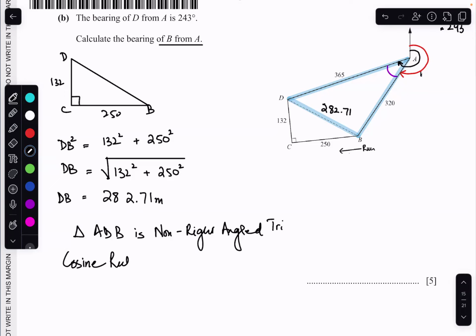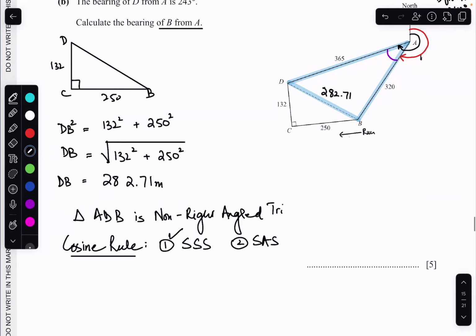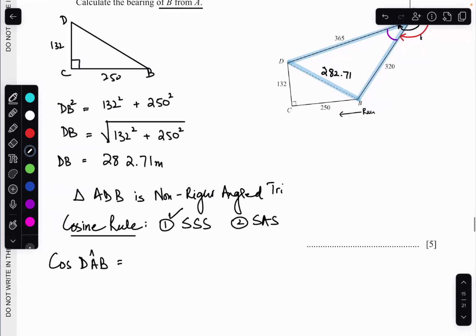Cosine, sir, because we have all three sides given. The second condition is side angle side. So this is fulfilling. We have all three sides now, and I can find the missing angle. So what you can do is cos of DAB, the angle I marked, is equal to. This formula will not be given in the formula sheet. You have the other formula for cosine.